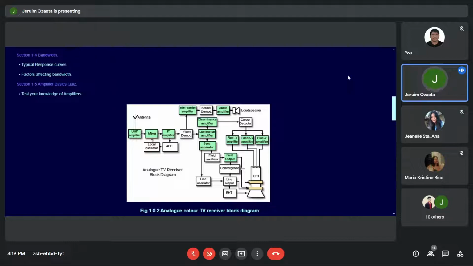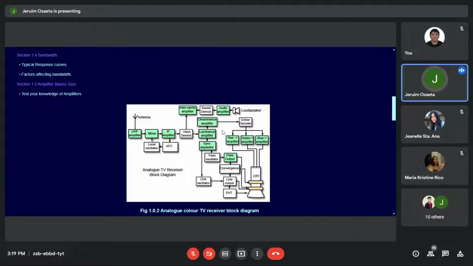Nagtutugma doon sa voice. So here now, the sound is demodulated and then amplified, and it goes out of the loudspeaker. Na ang madugo talaga sa TV, yung tawag nito, yung picture, yung image processing, because after the visual demodulator, it goes into the amplification of its color.